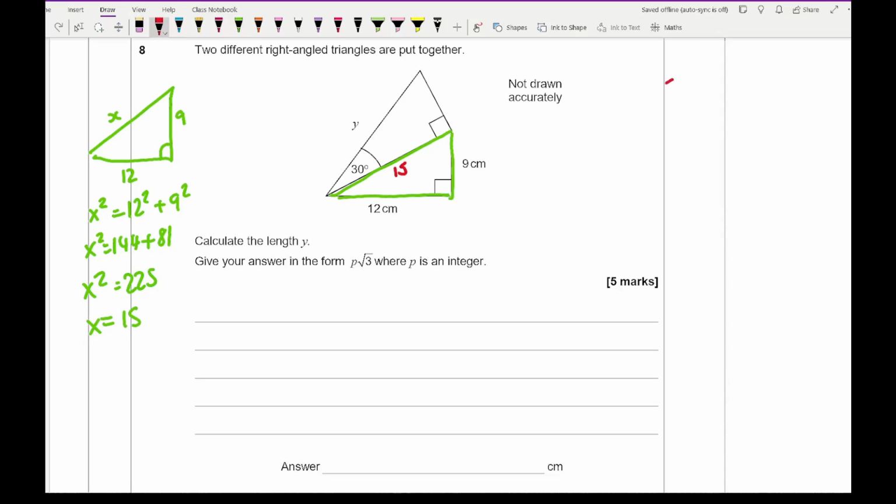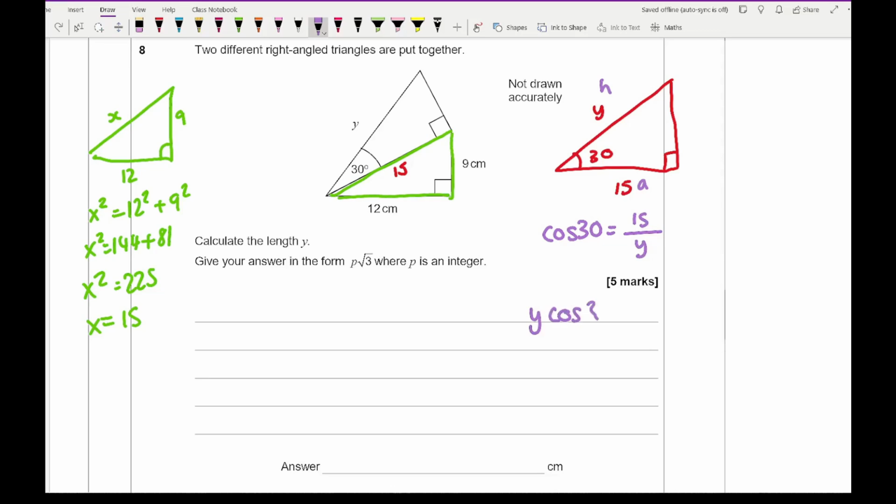Then if I take that top triangle out, I know that this angle here is 30, this side here is 15, and y is what I'm wanting to work out. I know it's going to be a trig question because I've got two sides and an angle. So this is h, this is a, so I'm going to be using cos. So cos 30 equals 15 over y. Then if I take the y over, y cos 30 equals 15. So y equals 15 divided by cos 30.